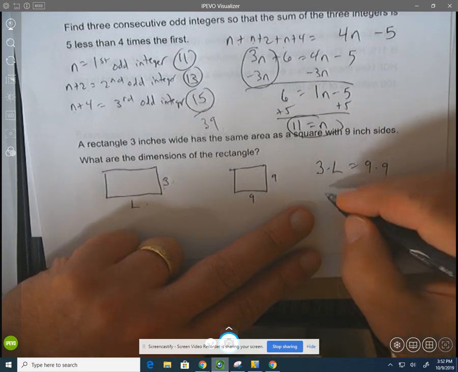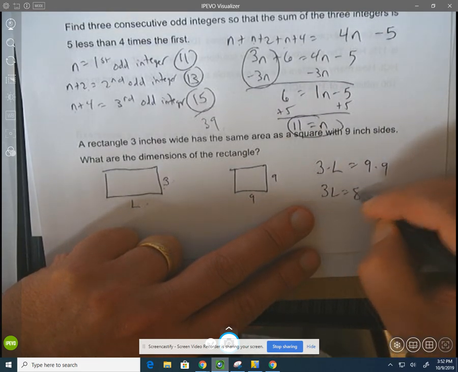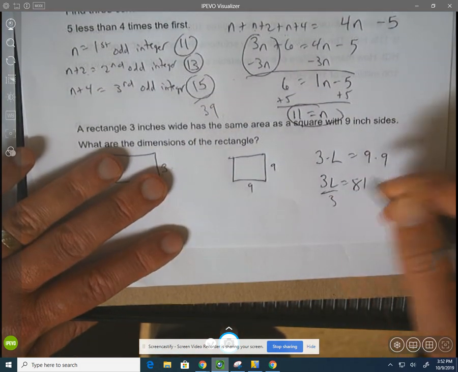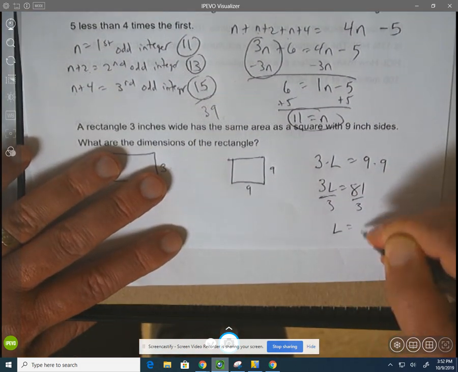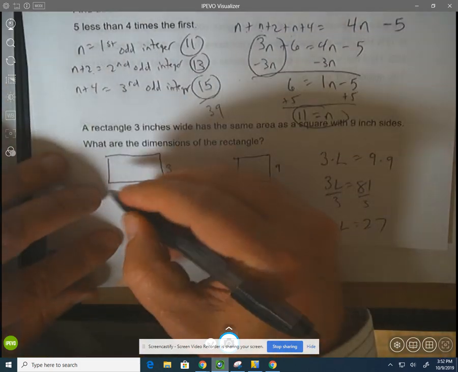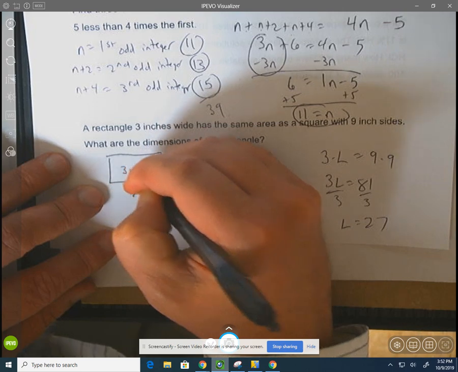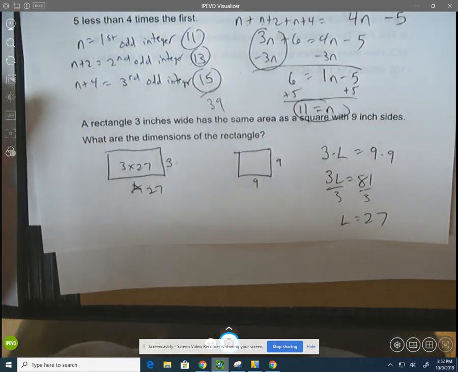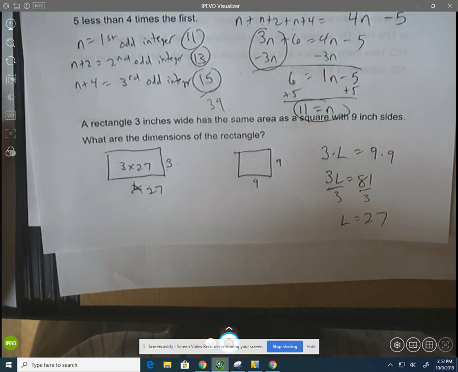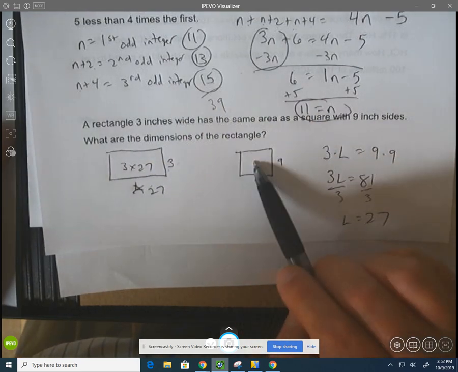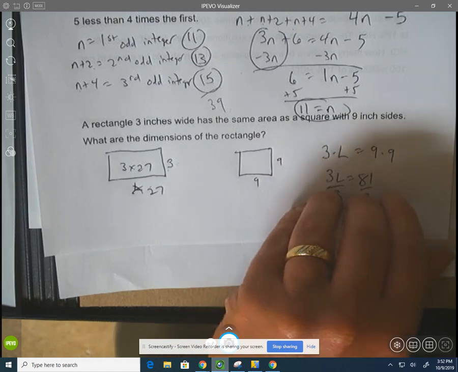So now I'm ready to solve this. So 3L equals 9 times 9 is 81. Divide by 3 on both sides, and L is 27. So the dimensions of this rectangle are 3 by 27. But again, anytime you see rectangles, squares, any sort of shape, I love drawing pictures because it really helps me see what's going on there.